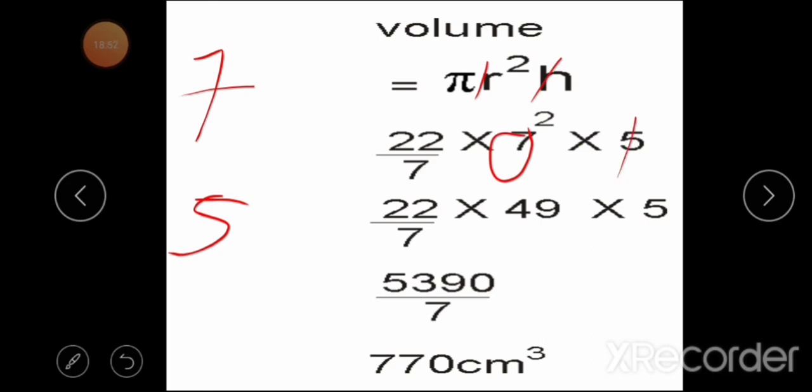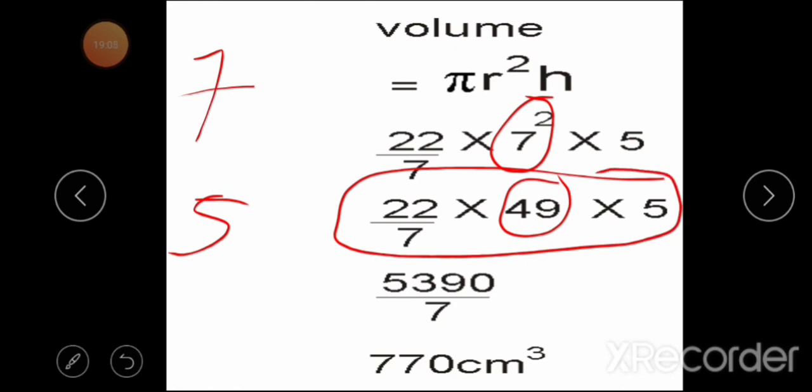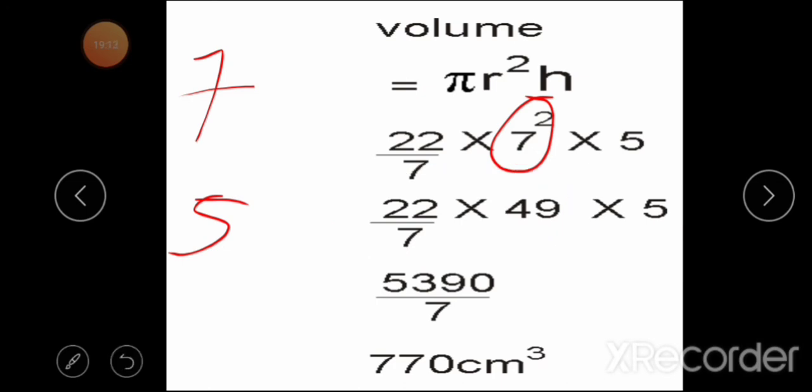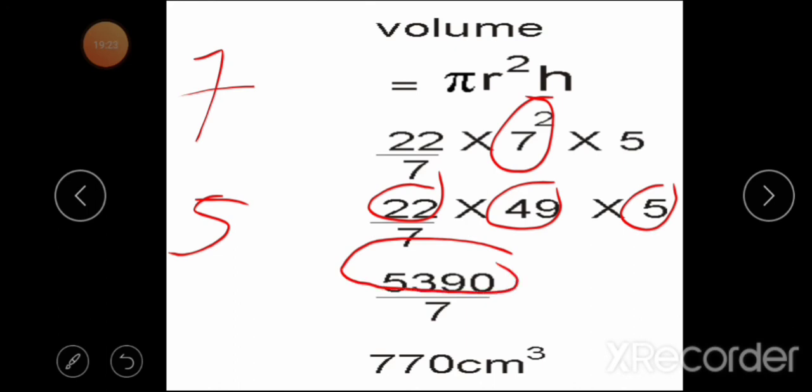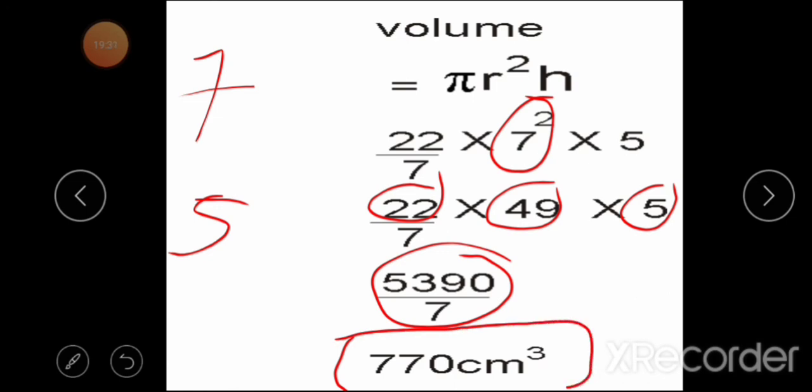So what we have at the end of the day is to take the square of 7. 7 times 7 is 49. From this point we carry out basic arithmetic. 22 times 49 times 5 is 5,390. Then we divide by 7, which gives us 770 centimeter cube. So this is the volume of the cylinder.